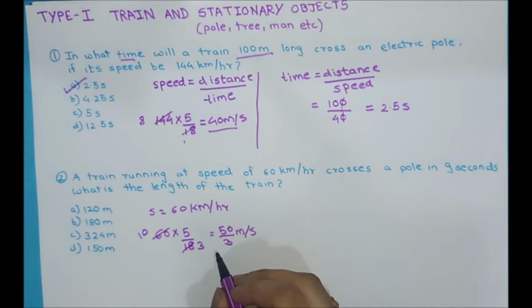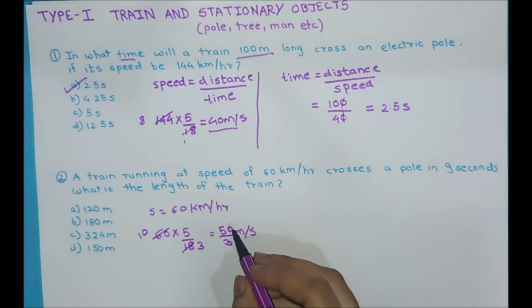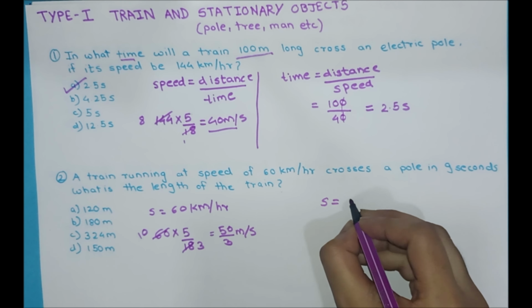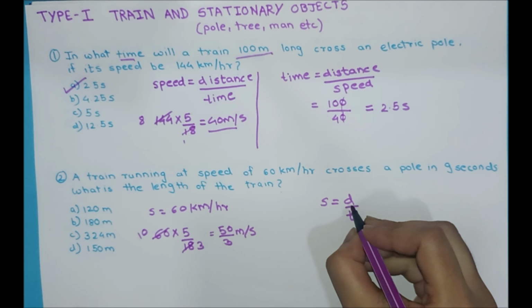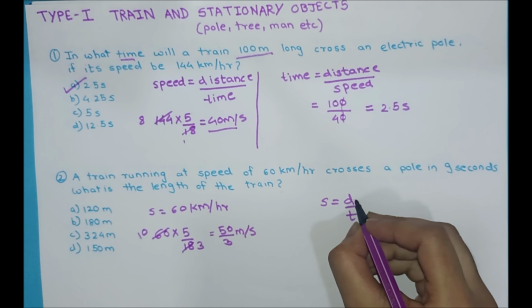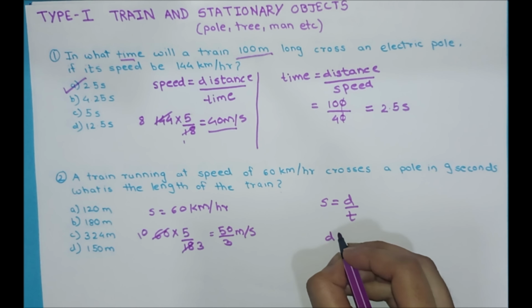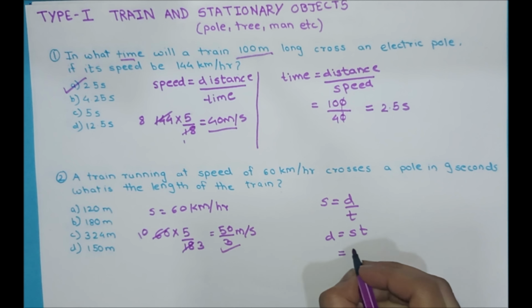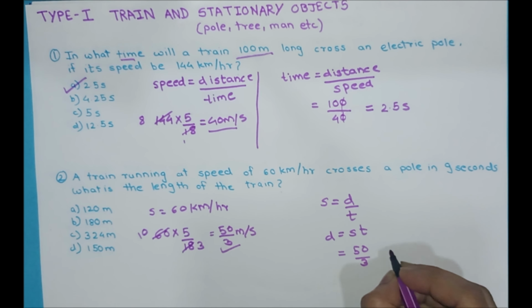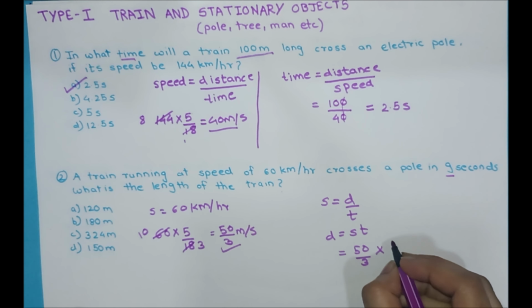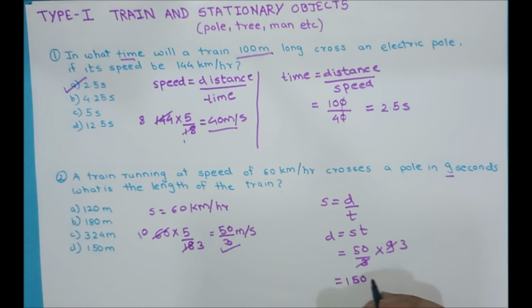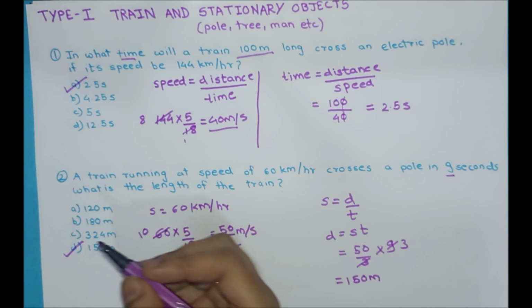Do not convert this into decimal. You can keep it in fractions so that you can ease your calculations. Then the formula was speed is equal to distance upon time. We have to find the length of the train, which is nothing but the distance. So we write the formula as distance is equal to speed into time. The speed that we found out was 50 by 3 and the time is given as 9 seconds. So it is 3 threes are 9 and we get the length as 150 meter, which is your option D.